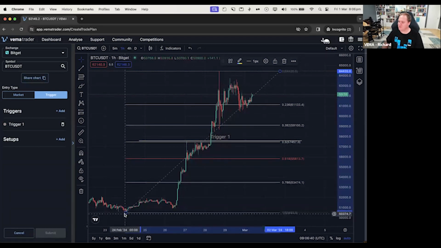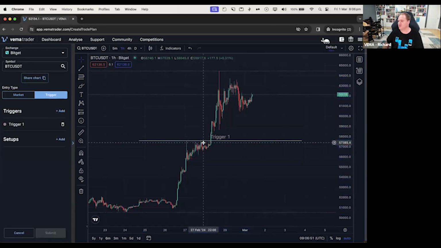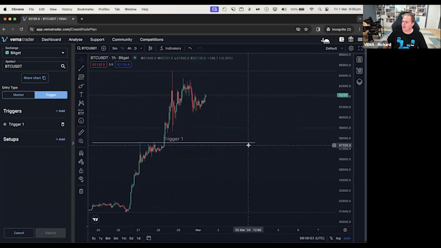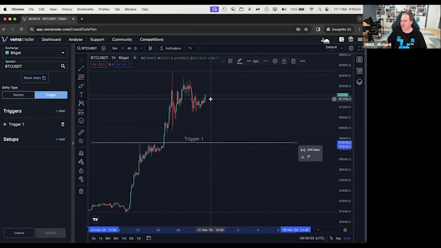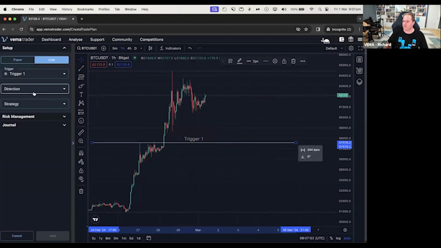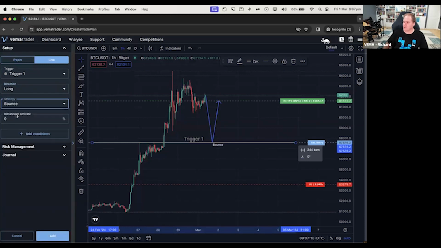We have the recent low on the 1 hour to the high, and down here where prior resistance was at 57,400, we've now got a 50% retracement. So we want to do a bounce strategy when price comes back down to trigger one. What are the different trades that we could do off that if we wanted to use a bounce strategy? So I'll go to setups. It's already got trigger one selected. I'll go long and I'll choose the bounce strategy.